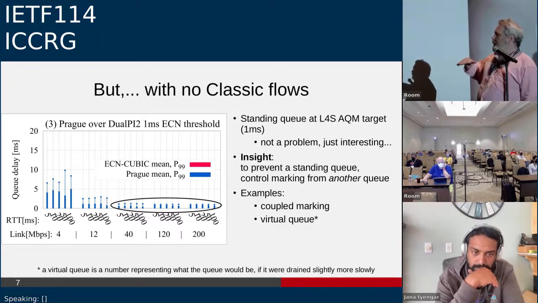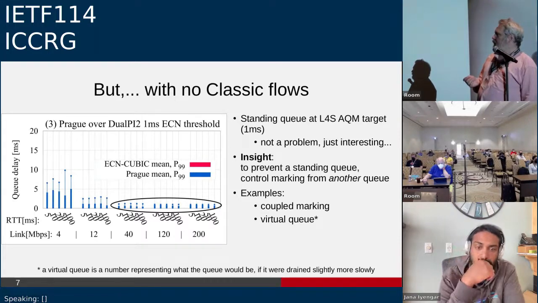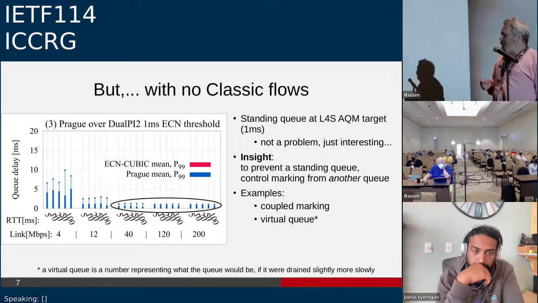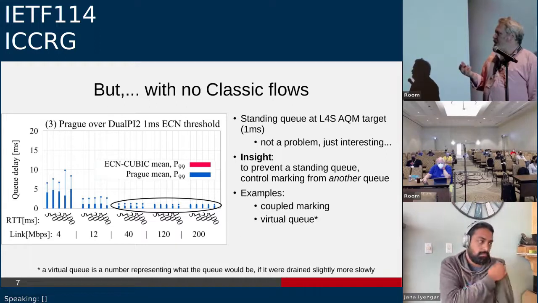And so it is butting up against the threshold of 1 millisecond in the L queue, and that 1 millisecond is configured. So again, the same link rates and round trip times, and the mean and P99 shown there. The red doesn't exist because this is just zoomed out of the other plot. It's an inset from the other plot. So it's not a problem that there's a standing queue up to 1 millisecond, because 1 millisecond is small enough.